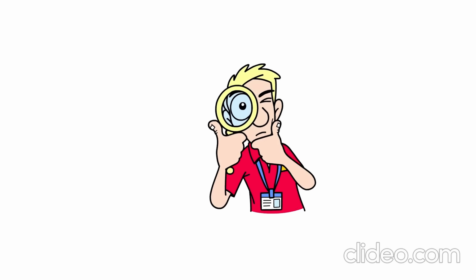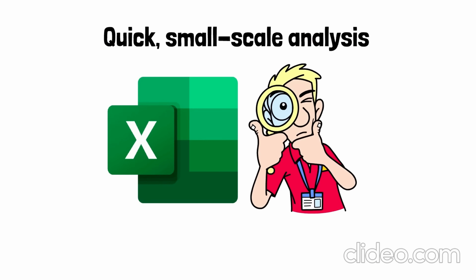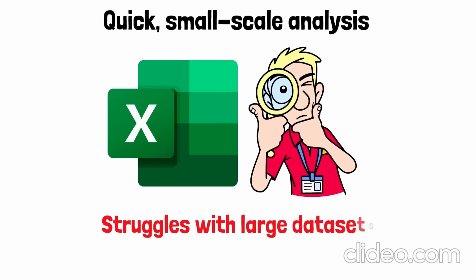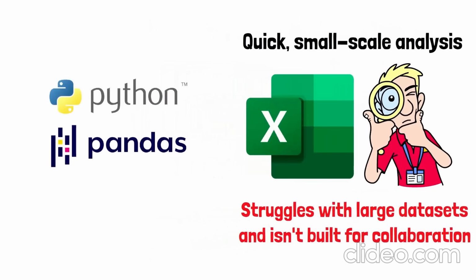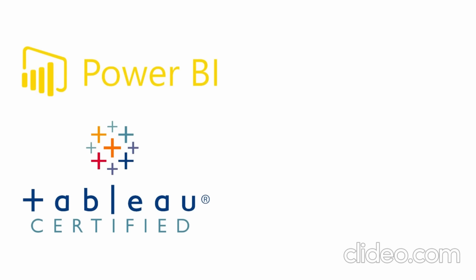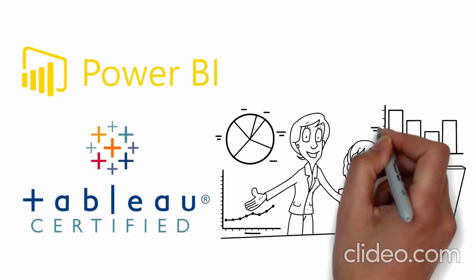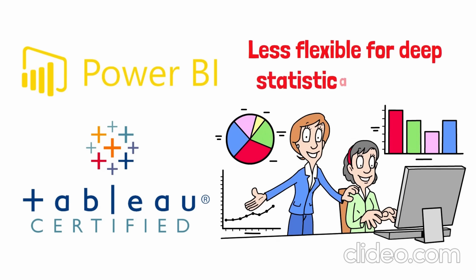Let's break it down. Excel is everywhere and great for quick, small-scale analysis. But it struggles with large datasets and isn't built for collaboration. Python, with libraries like Pandas, is incredibly powerful and scalable. It can handle massive datasets and complex statistics, but it requires coding. BI tools are the champions of visualization and dashboards. They make it easy to share insights, but they can be less flexible for deep statistical analysis.